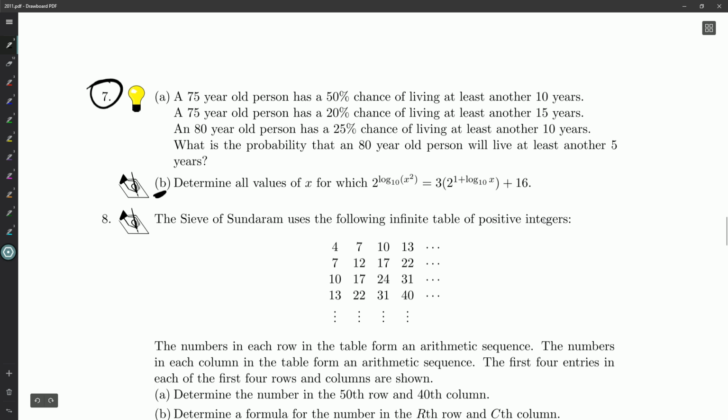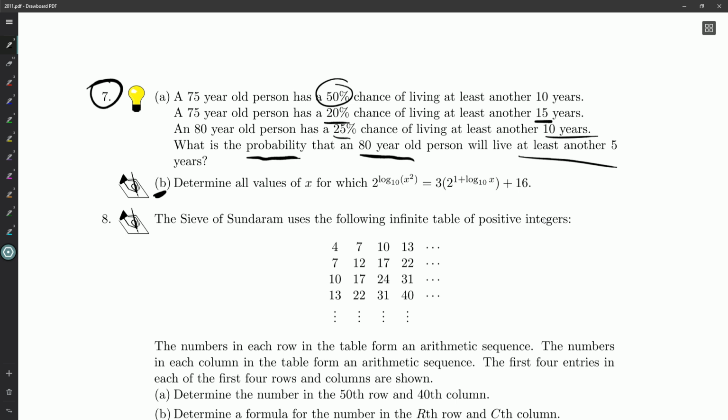A 75-year-old person has a 50% chance of living at least another 10 years. A 75-year-old person has a 20% chance of living at least another 15 years. Interesting. An 80-year-old person has a 25% chance of living at least another 10 years. So it looks like we're being given a bunch of probabilities. And there we go. What is the probability that an 80-year-old person lives at least another 5 years?